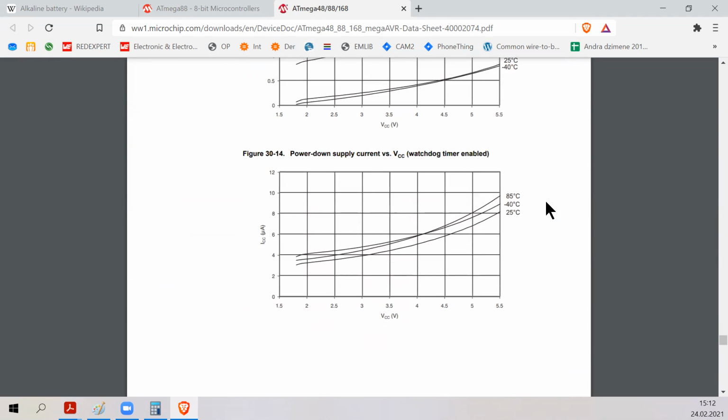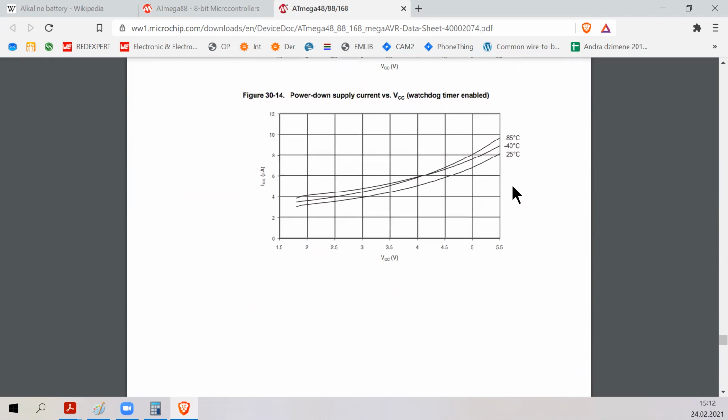So watchdog timer is enabled, so there is a low frequency timer running. And as you can see, sleep current is 4 microamps, and at higher voltage, it can increase up to almost 10 microamps. But as you can see, temperature doesn't really make such drastic changes. So at 25, minus 40, and 85, the current consumption almost stays the same.